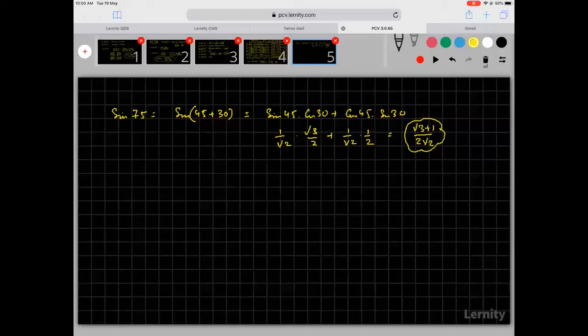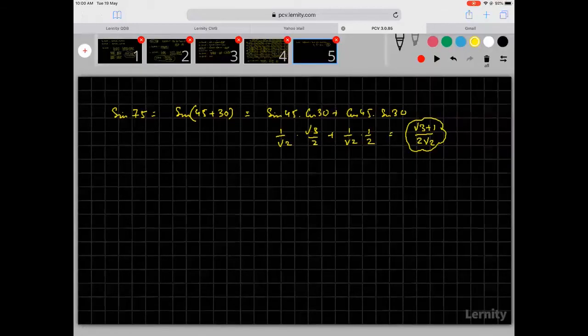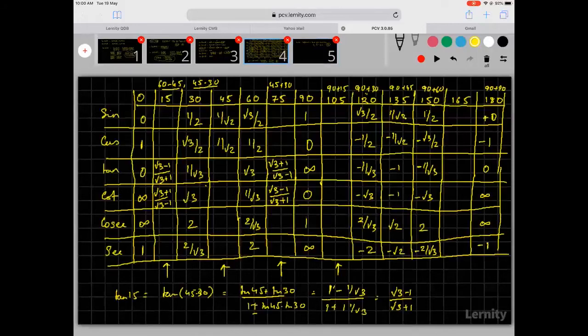Okay, so let me go there and then fill it up. So what is it equal to? Root 3 plus 1 by 2 root 2. Then again, the moment I know this, I can find this out also. So minus root 3 plus 1 by 2 root 2. Then again, cosecant, secant is the reciprocal of that. So it is 2 root 2 by minus root 3 plus 1. Yeah. Then let me find out the other one.